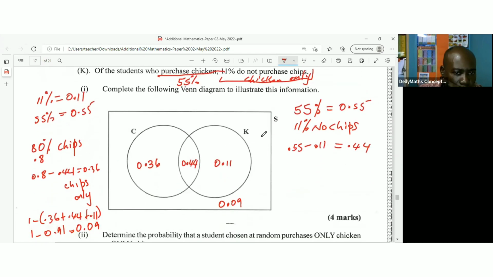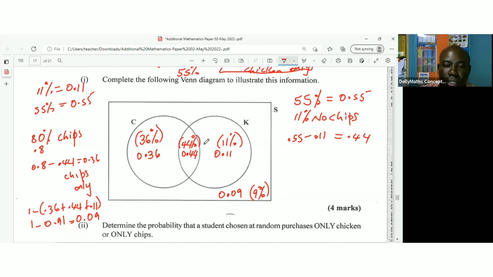So basically, this would have illustrated the idea. For those who want to see, this is 36%. This is 44%. This is 11%, and this out here is actually 9%. And those are the values that I'm saying. So I just had the decimals for those. So that's that.